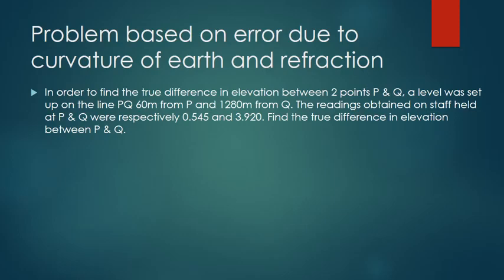In order to find the true difference in elevation between 2 points P and Q, a level was set up on the line PQ 60 meters from P and 1280 meters from Q. So now we have to find a true difference in elevation between 2 points, P and Q, and a level was set up on the line PQ, where the level was set up at a distance 60 meters from P and the distance of the level from Q is 1280.